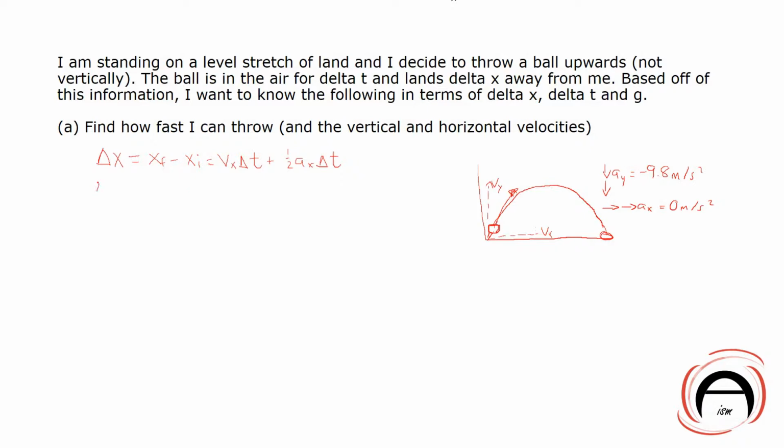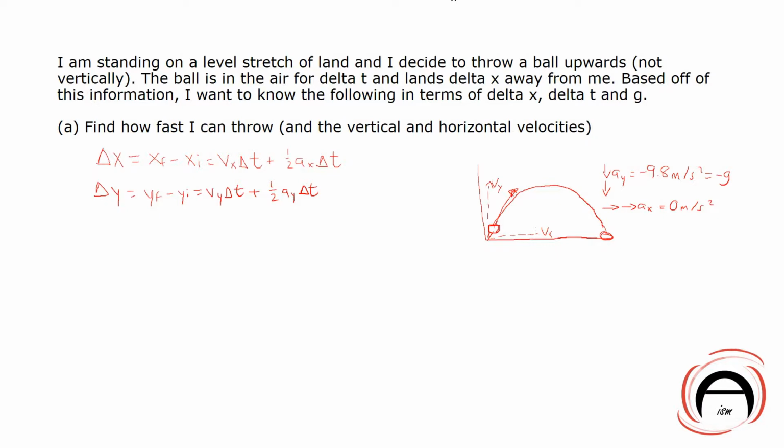So going back to writing our kinematic equations, delta y is equal to y final minus y initial is equal to vy delta t plus 1/2 ay delta t squared. And actually we're going to have this negative 9.8 just be negative g, since we're solving this symbolically. So next, I just want to start off finding the velocity in the x direction, because I think that that's going to be the easiest.